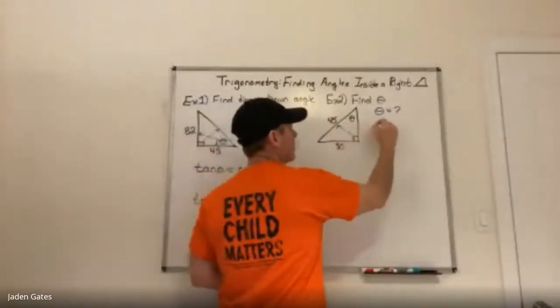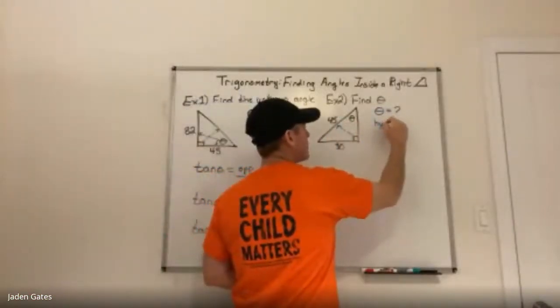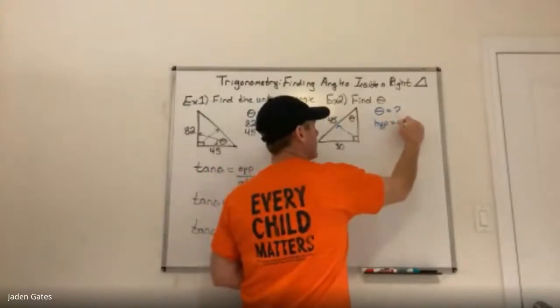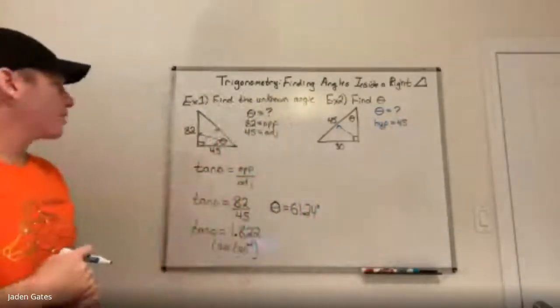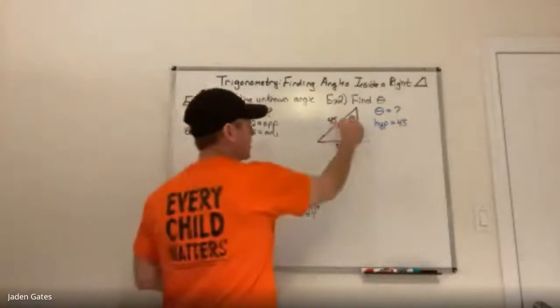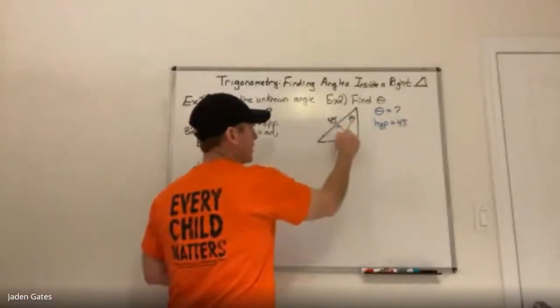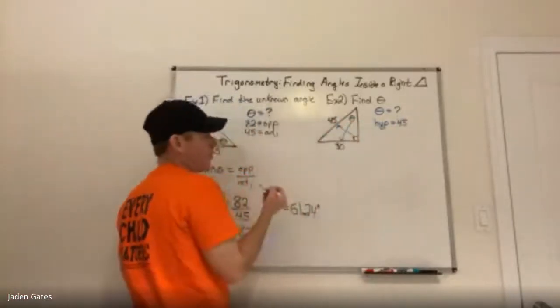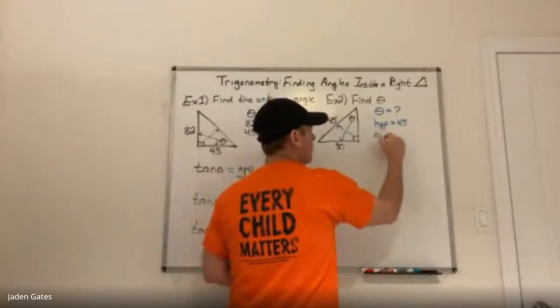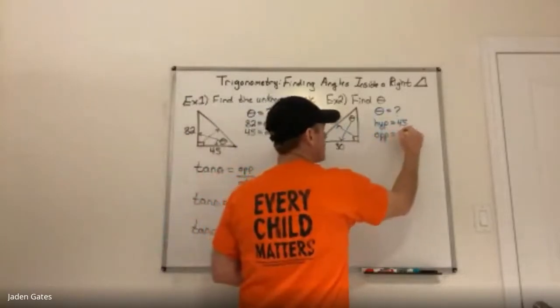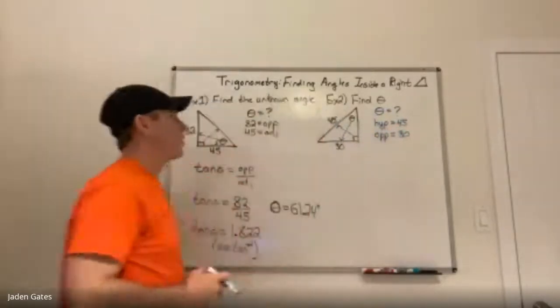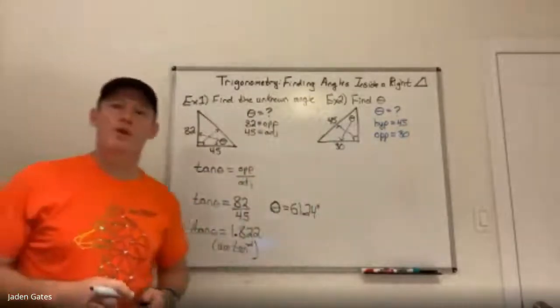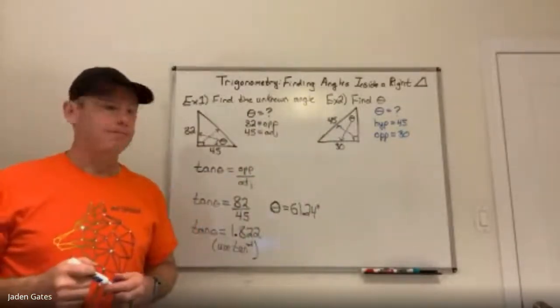There's my hypotenuse. So I got my hypotenuse is 45. Okay, so what's that 30? Well, there's our theta here. And again, the side across from theta, that's our opposite. So I got the hypotenuse and the opposite. So there's step one. Step two, which trig ratio do I have to use?